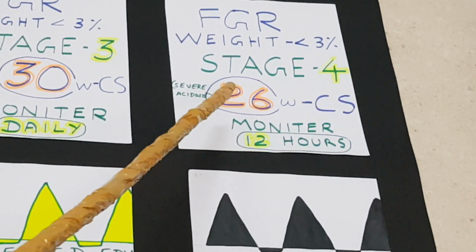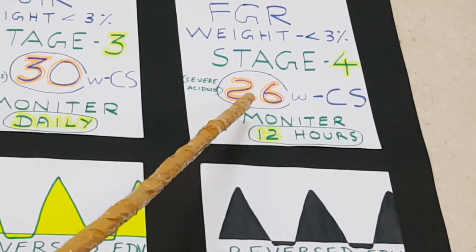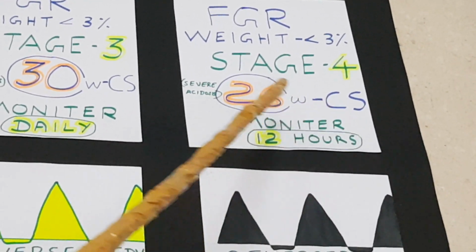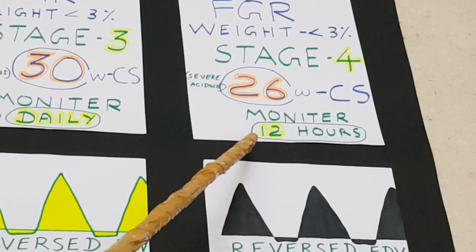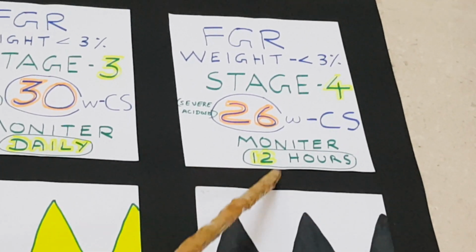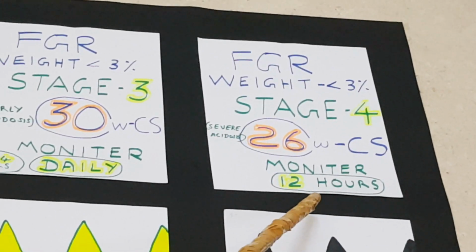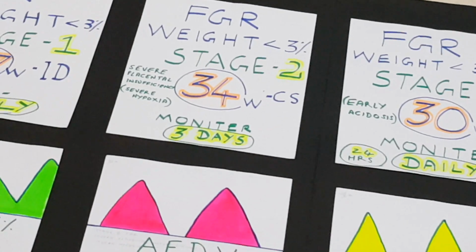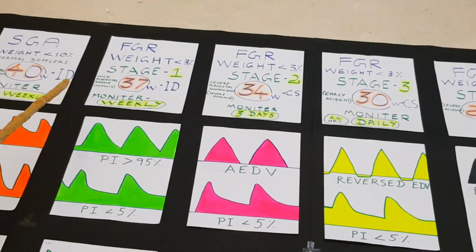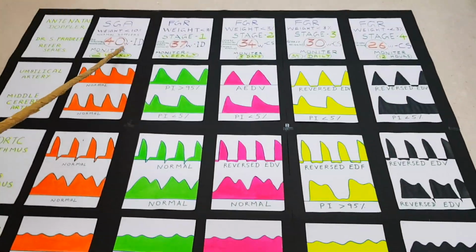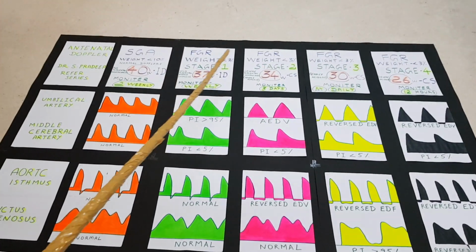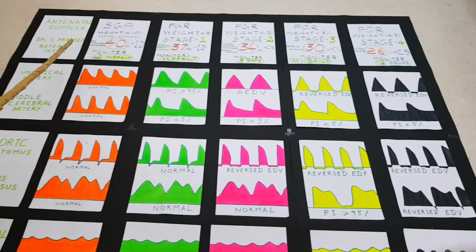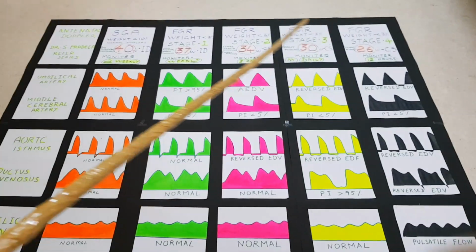So when there is stage 4 FGR, if the fetus is more than 26 weeks, you can recommend caesarean section. If it is less than 26 weeks, ask for monitoring every 12th hourly or even every 6th hourly. So this is how the recommendations go. Now you can see these numbers: 40, 37, 34, 30, 26. These are the numbers you should remember.